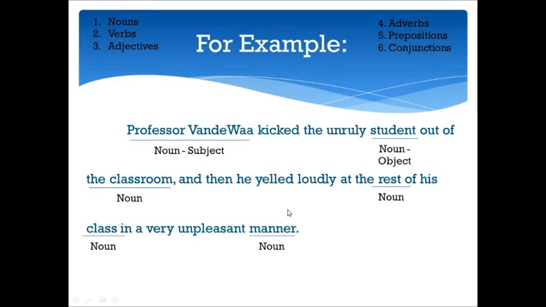You might have thought he is a noun, but he is a pronoun. We'll try and highlight this a little bit here. He is a pronoun that takes the place of a noun. So he represents Professor VandeWaa, and he is the subject of the second independent clause here. So Professor VandeWaa kicked the other student out of the classroom, and then he, Professor VandeWaa, yelled loudly at the rest of his class in a very unpleasant manner. So he is one of the things that we haven't talked about. It's a pronoun. Okay, he, she, it, those are all pronouns.